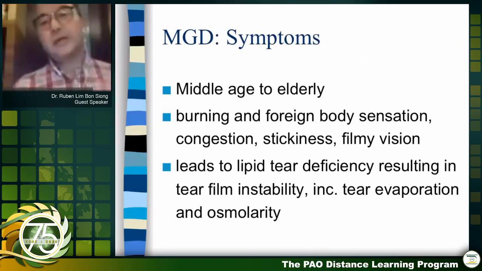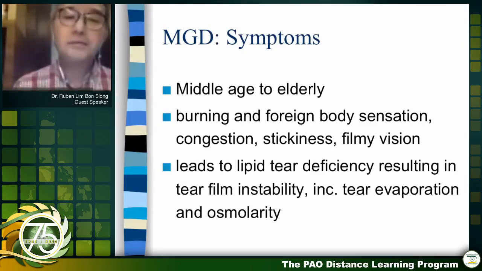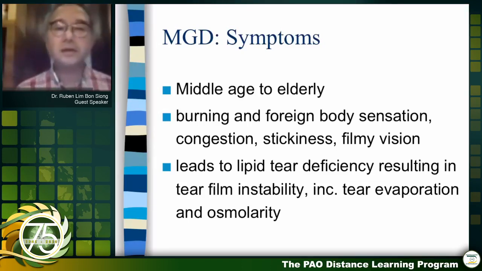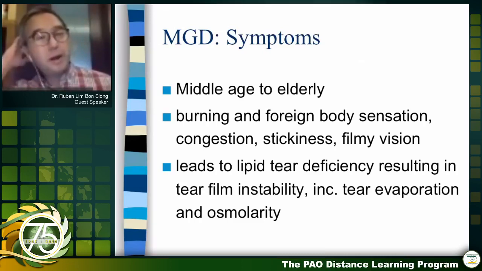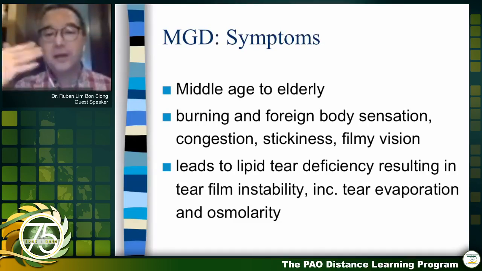So what is the profile? Okay, so middle age to elderly. Okay, very rarely, you get severe MGD in the young, or even in young adults. It's because partly MGD is a degenerative change of the meibomian gland itself. So if patients come in with burning and foreign body sensation, congestion, stickiness, and a filmy vision, parang may nakaharang. The vision fluctuates because of this moving film.